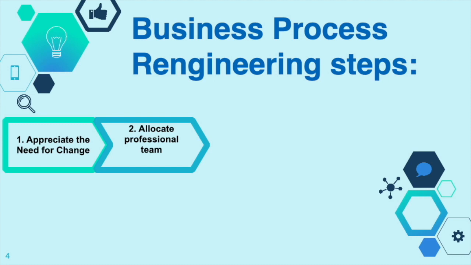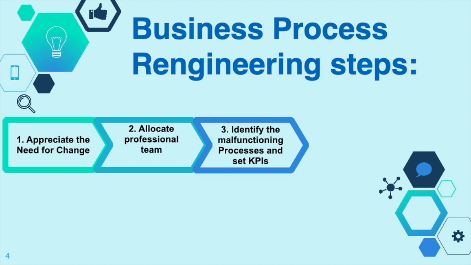Like any other project, business process reengineering needs a team of highly skilled and motivated people who will carry out that step. The team consists of some competent managerial and operational staff who can lead that project of process reengineering. What about the third step? The third step is to identify the malfunctioning processes and key performance indicators to enhance them.